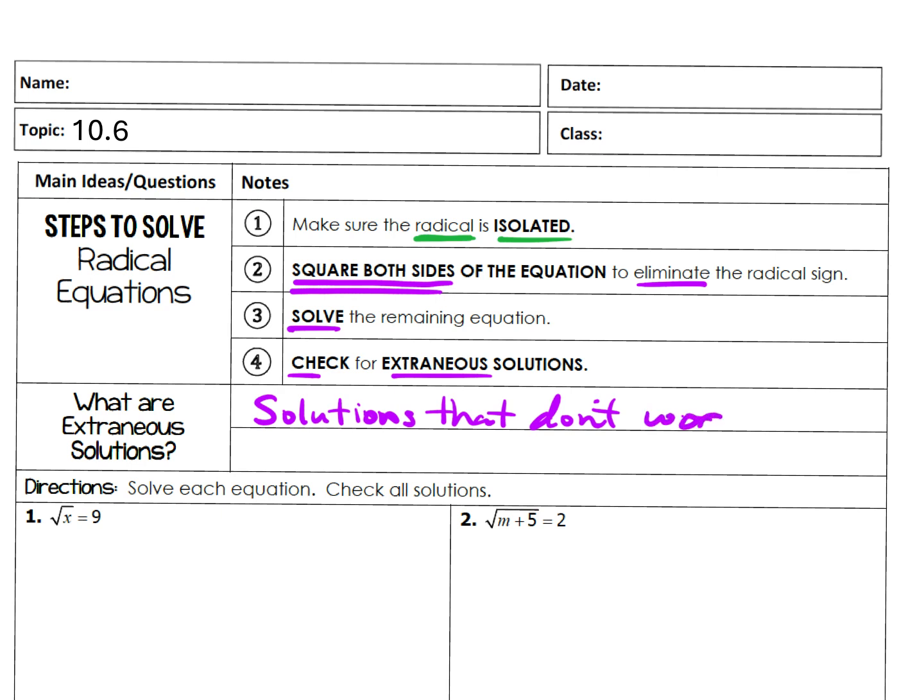Extraneous solutions are solutions that don't work in the original equation. And you won't see a lot of extraneous solutions, but the fact that they can show up means you should be checking your answer each time, just to make sure that there aren't extraneous solutions.